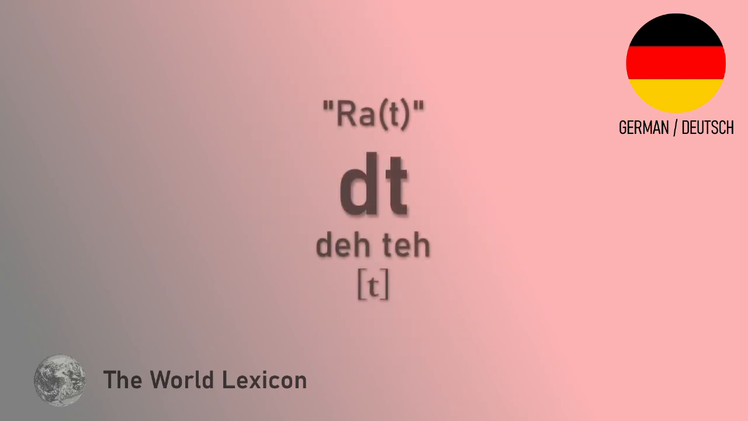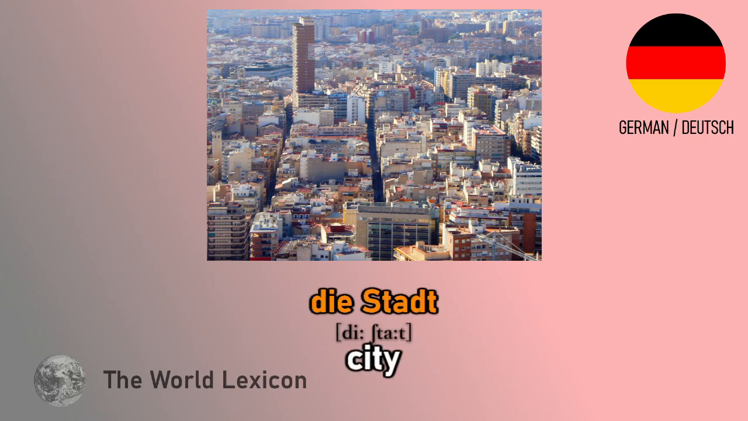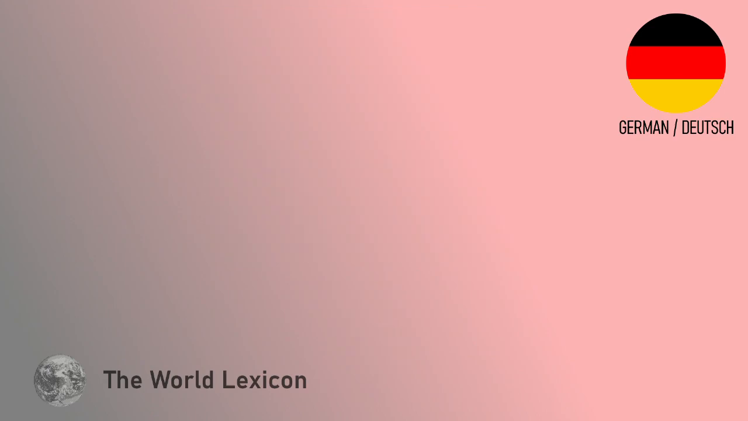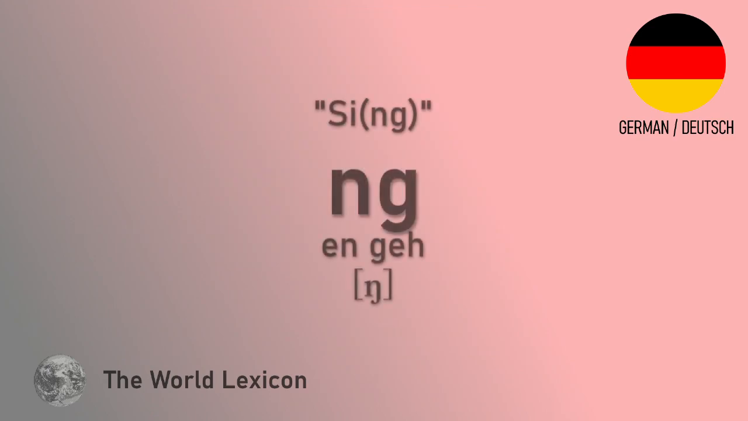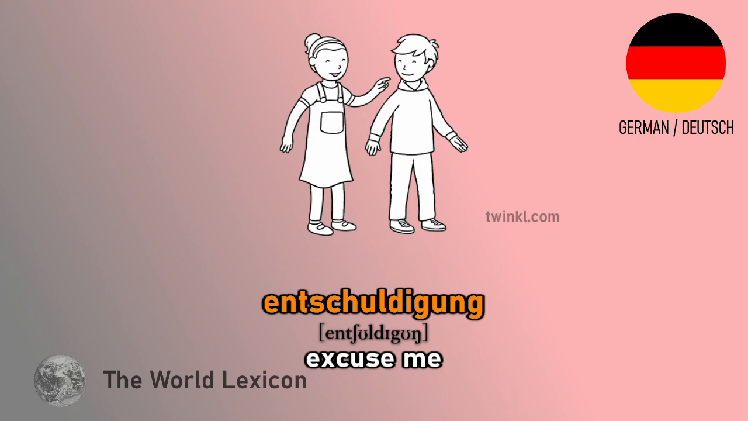Next is ST, which can mostly be simplified to a hard T sound. Die Stadt. Next is NG, which is a lot like the English equivalent. Entschuldigung. Kind of like the NG in sing.